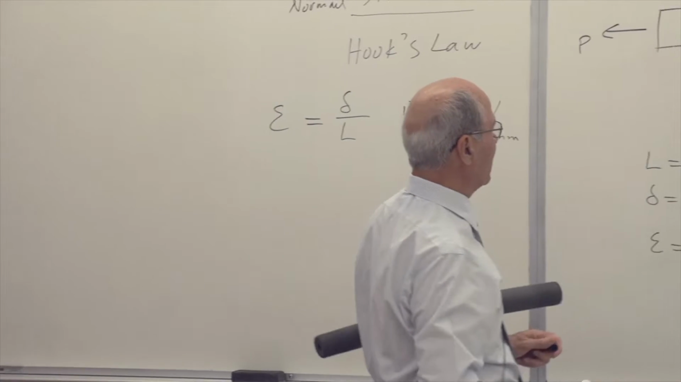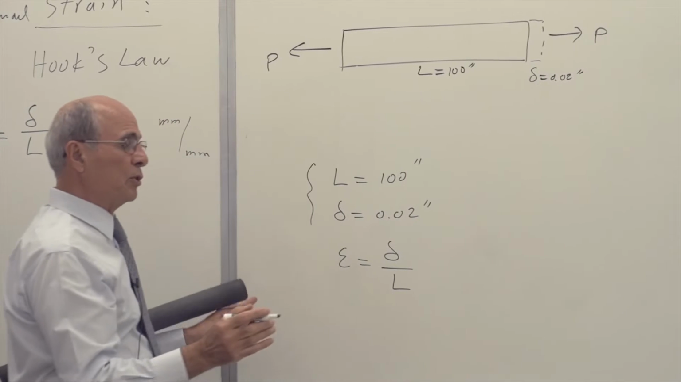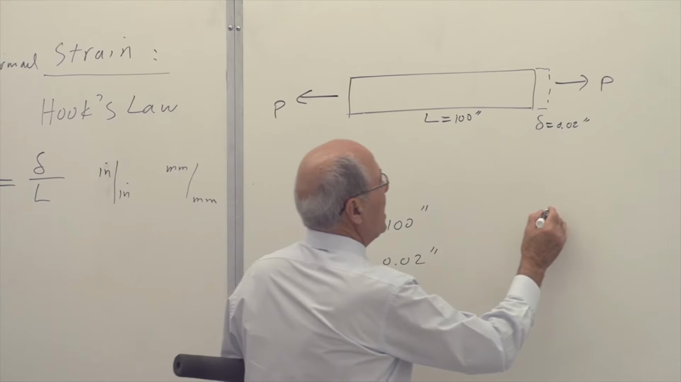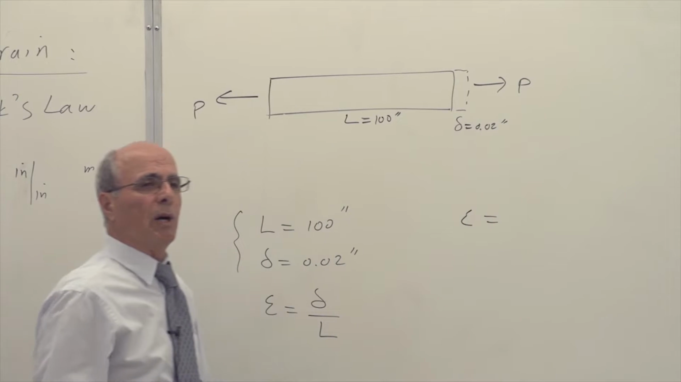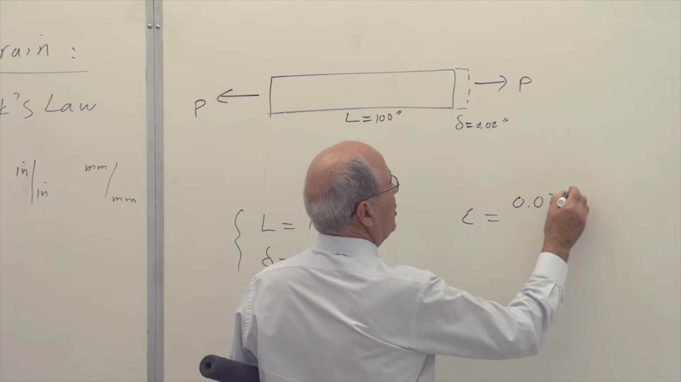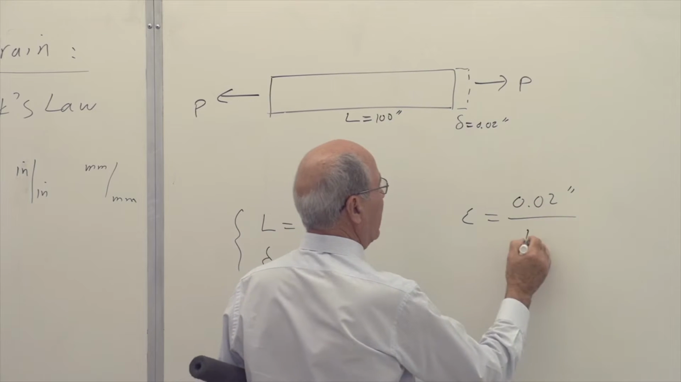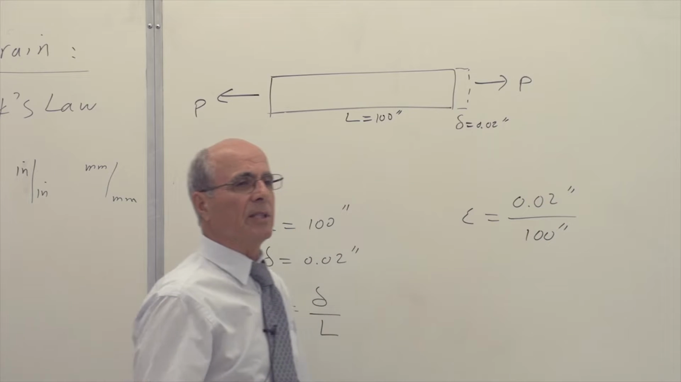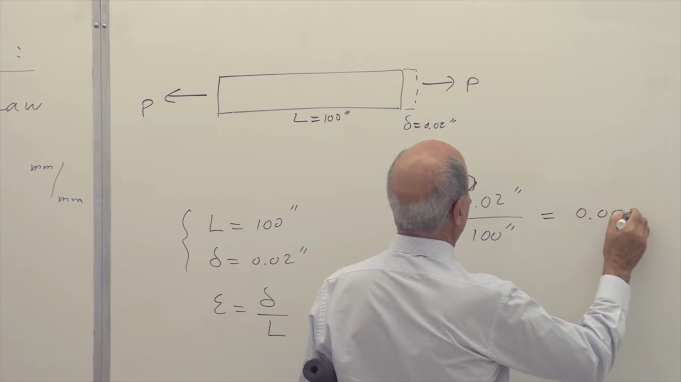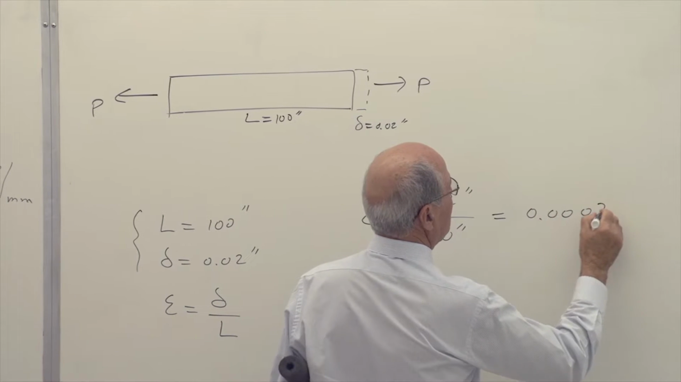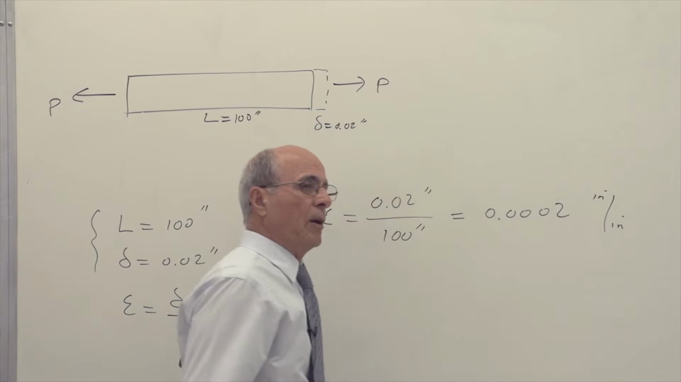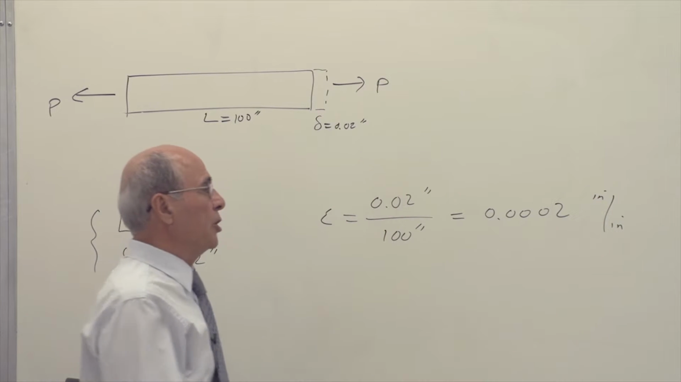So look at this example. This is a numerical example just for you to get. I don't need to do that. It's so obvious. So for this problem, epsilon of this rod is equal to what? It is 0.02 inch divided by 100 inches. Is that correct or not? Yes. So the number actually becomes a very small number. It's 0.0002 inch over inch.